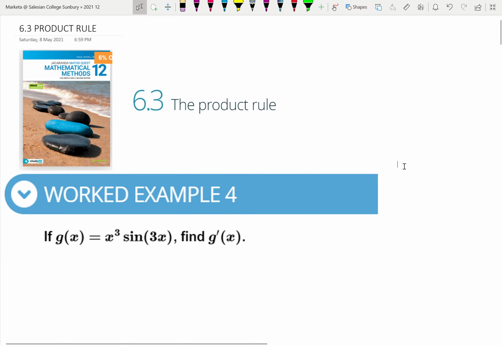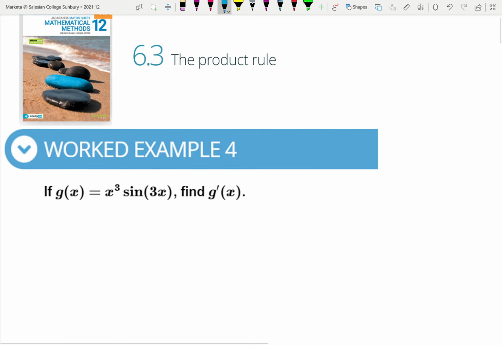Everyone, today I'm going to be doing the worked examples from exercise 6.3. It's the product rule, and I have done this video already, but unfortunately I had my microphone off, so we will do it again, and hopefully this time it will work.